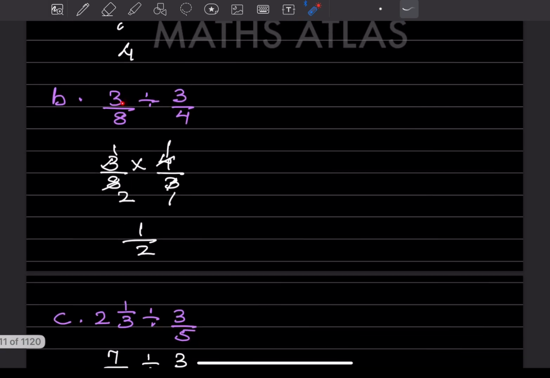Again here 3 by 8 divided by 3 by 4. This is the same. Here will be multiplication. So this will get flip over. That will be 4 by 3. So 4 1s are, 4 2s are, and this will be 1 times. So this will be 1 divided by 2.